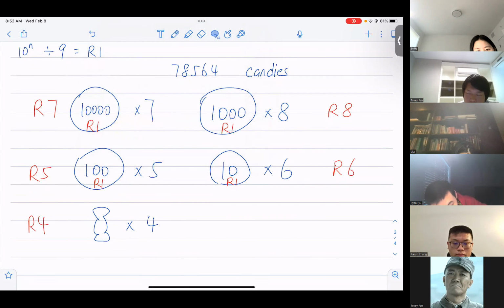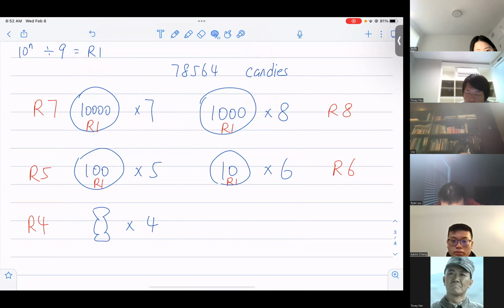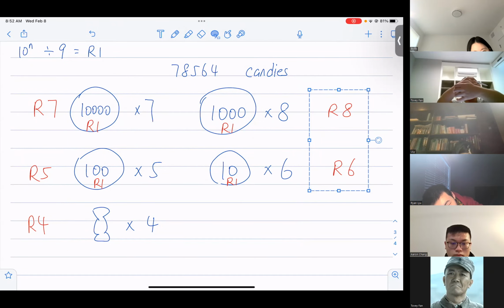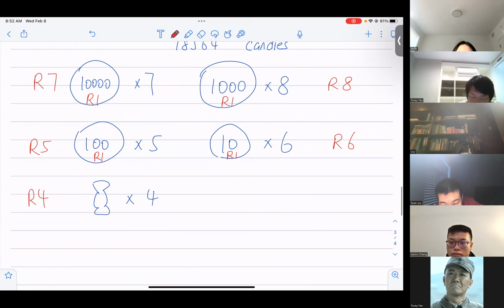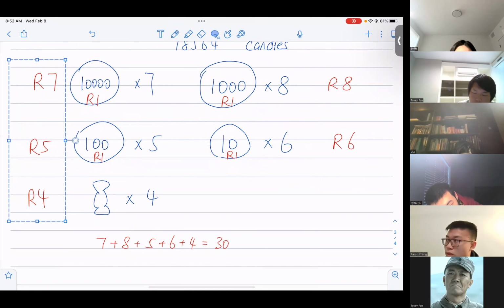Okay, so at this moment, we have divided basically most of the candies. We only have some candies remaining, right? So of course, I'm going to add up all the remaining candies. I'm going to collect all of them and then divide them among 9 people again. So that's why we find the digit sum, right? We find the digit sum, or the sum of the remainders, 7 plus 8 plus 5 plus 6 plus 4, which is 30 here. So I'm going to collect all the remaining candies.